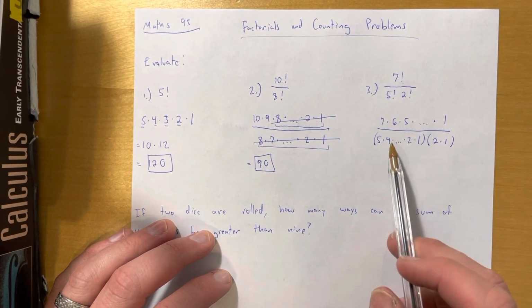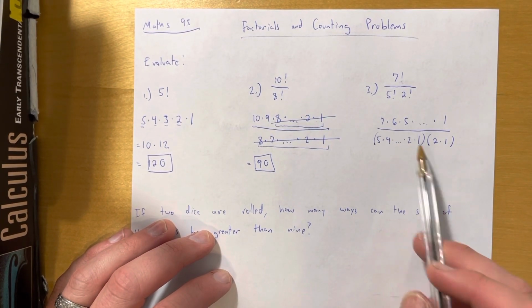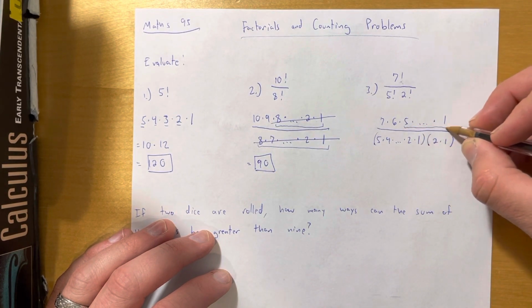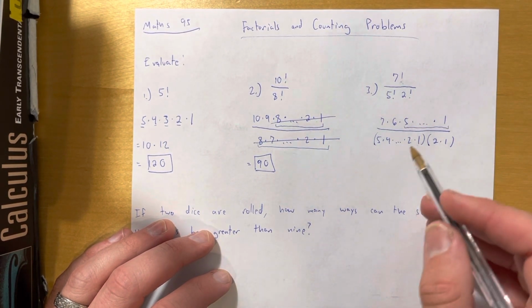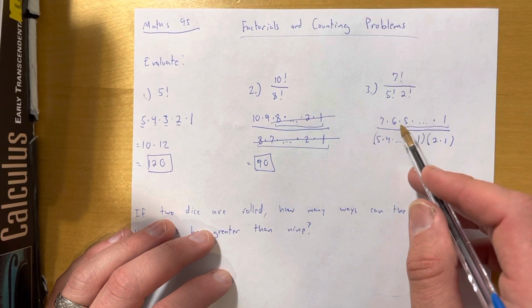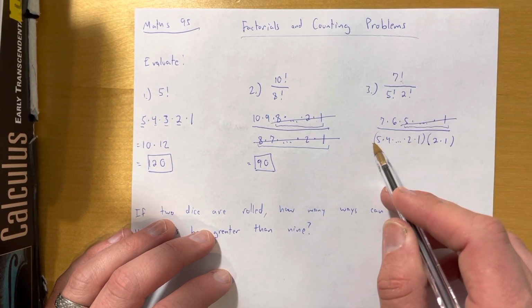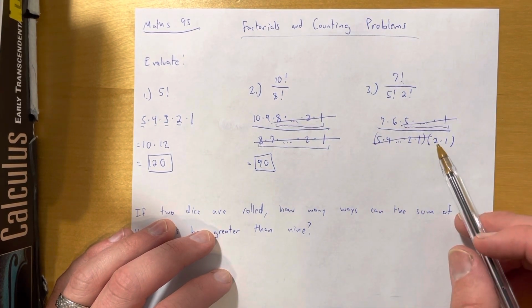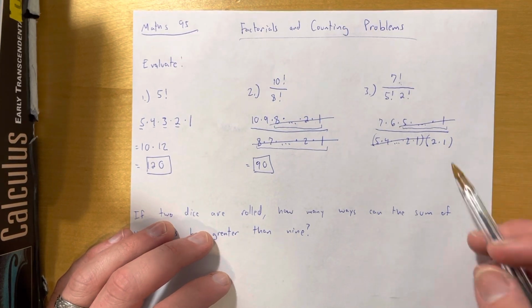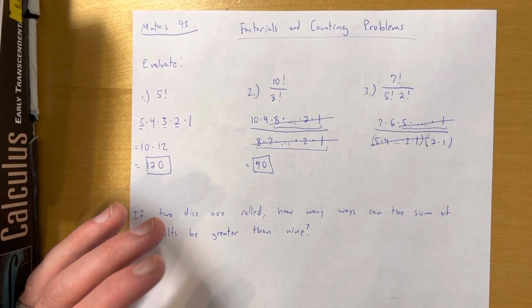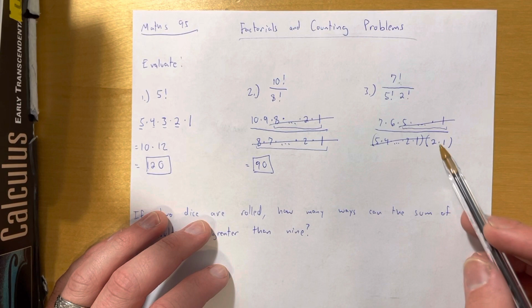Okay. Now in this case, I have 5 times 4 times 3 times 2 times 1, which also appears right here in my numerator. So as before, I get to cancel all of those with all of those. Now down here I have 2 times 1, and as before, the 1 doesn't really contribute anything, so just think of this as 2.